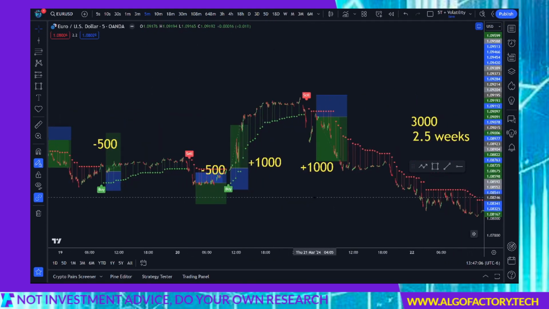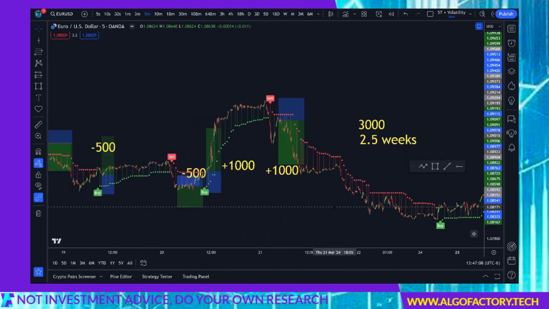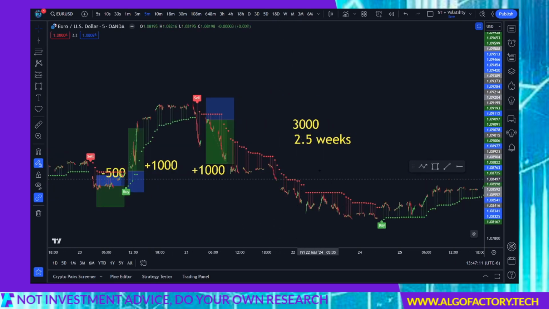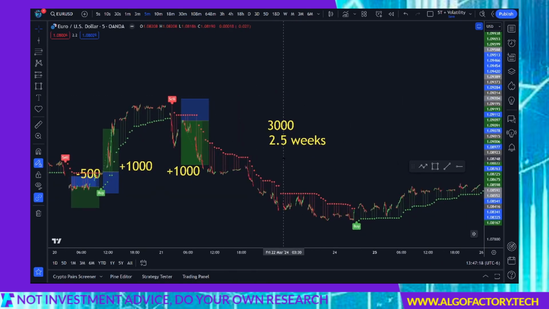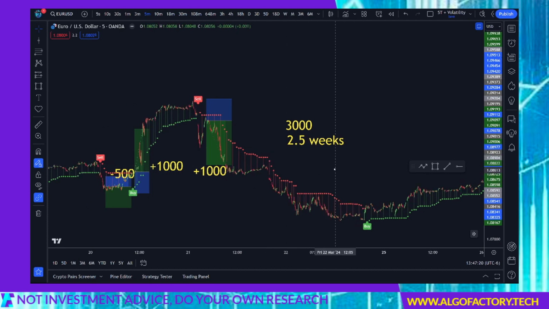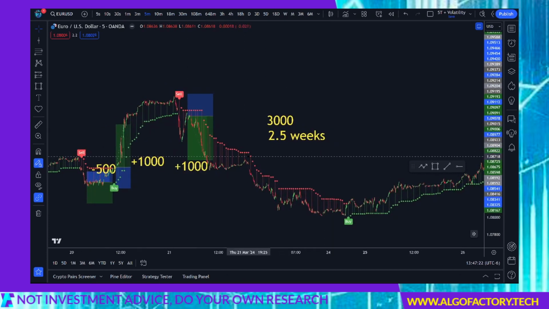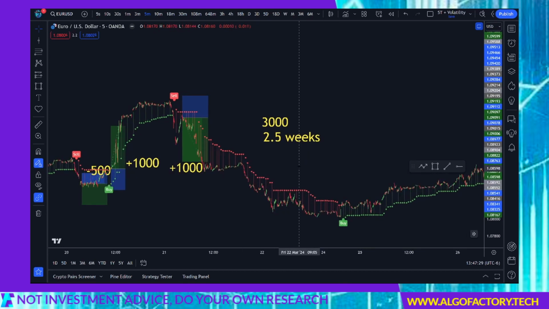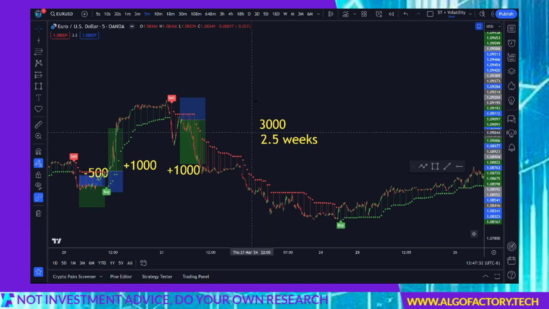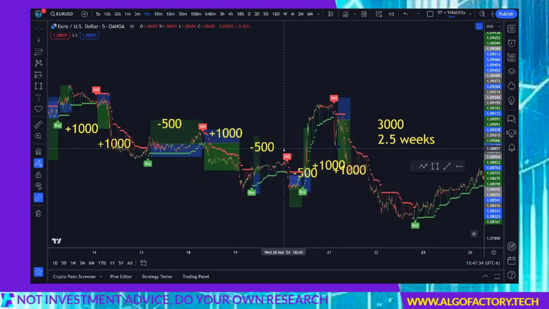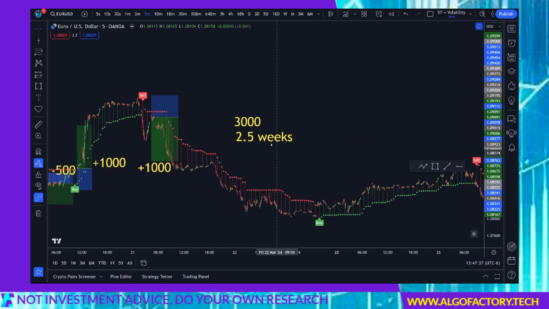So we are looking at a very basic algorithm with very basic stop losses and targets, still yielding $3,000 in 2.5 weeks. Well, I will inform you that I have created my own separate algo based on this. However, I'm using different stop loss. My entry logic is basically the same. My exit logic is a little bit different. I'm generating way more than this. However, this particular strategy right in front of you, 3,000 in 2.5 weeks by risking $500 on each trade.